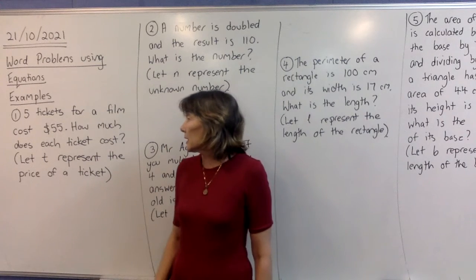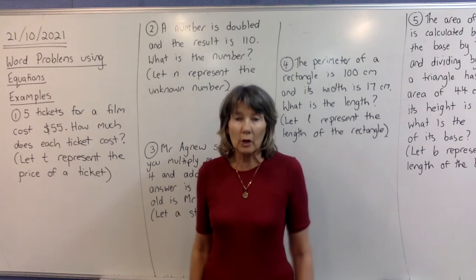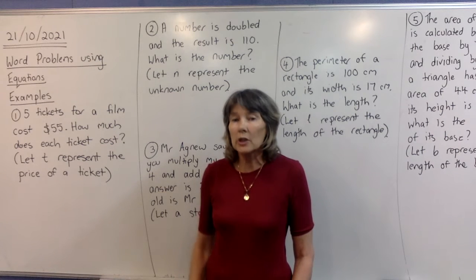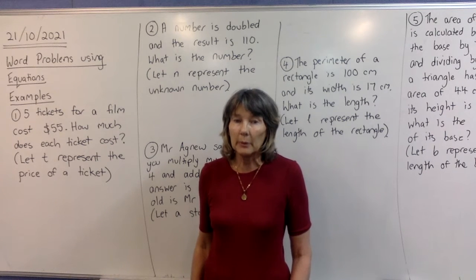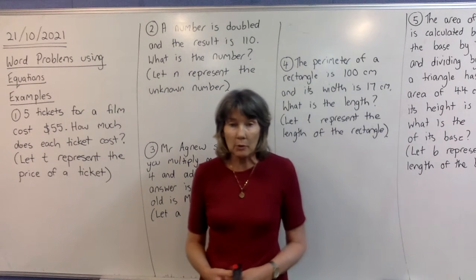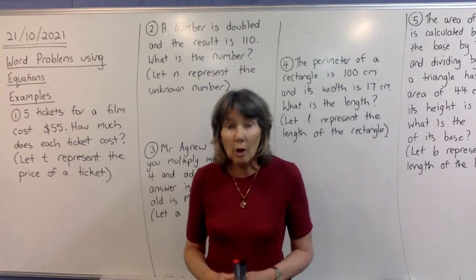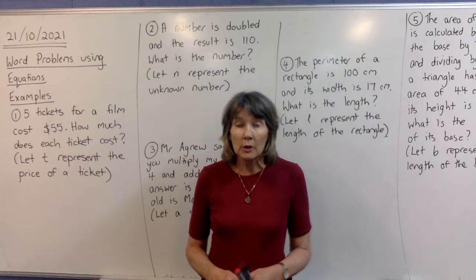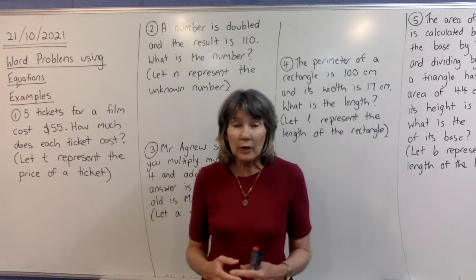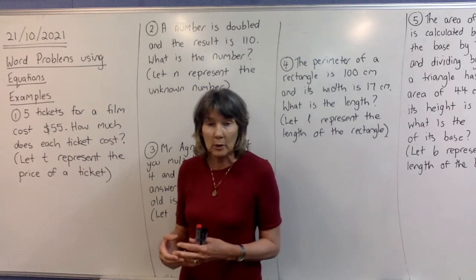So it says 5 tickets for a film cost $55. How much does each ticket cost? Now some of you might know the answer to that question. We're not just going to do it straight away with getting an answer, because these questions get harder, and what they will normally do in an exam question is they will say to you, write an equation and solve it to answer this question. So if you don't follow the instructions and you don't write an equation, even if you get the answer right, you get no marks.